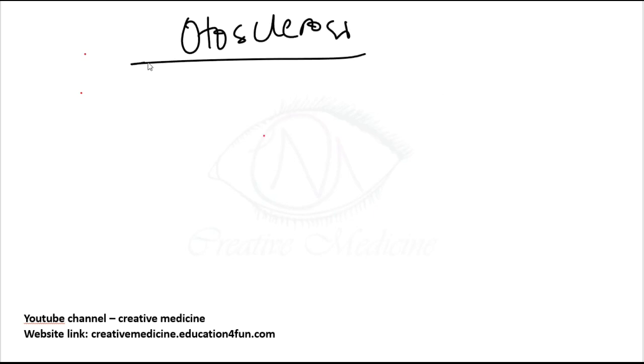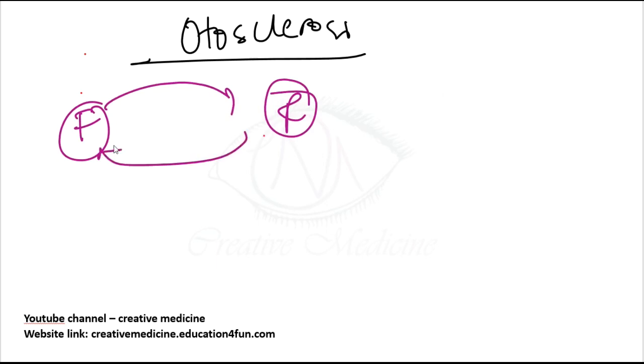Hello friends, let us now learn some important points about otosclerosis. Otosclerosis is a hereditary localized disease of the bony labyrinth. Here you will see alternate phases of bone resorption and bone formation, alternating with each other.